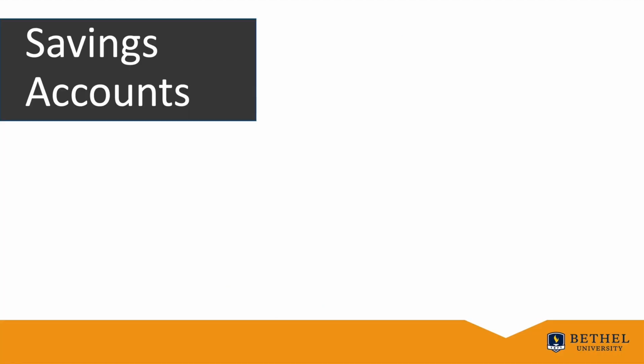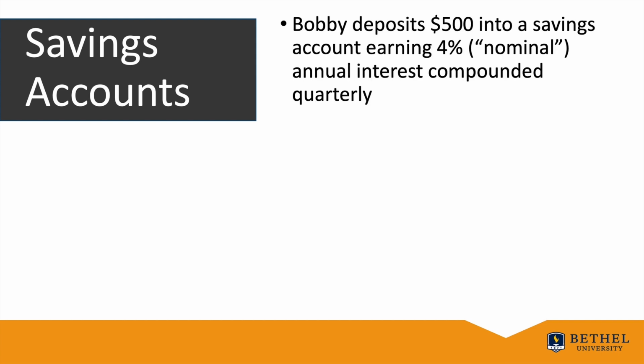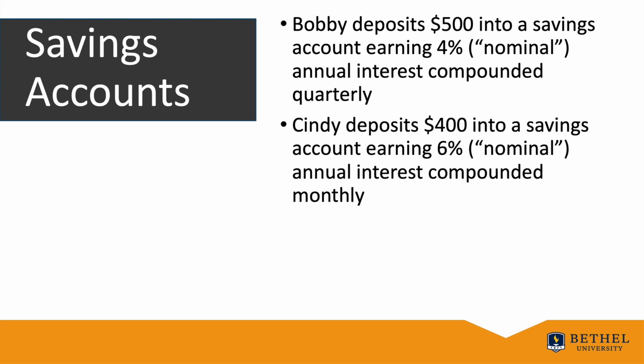Let's now look at a common application of exponential growth functions, savings accounts. Suppose Bobby deposits $500 into a savings account earning 4% nominal annual interest compounded quarterly, and Cindy deposits $400 into a savings account earning 6% nominal annual interest compounded monthly. The word nominal is in both spots because of the compounding. The fact that compound interest is earned means that they actually earn more than the percentages that are given, so those percentages are in name only.